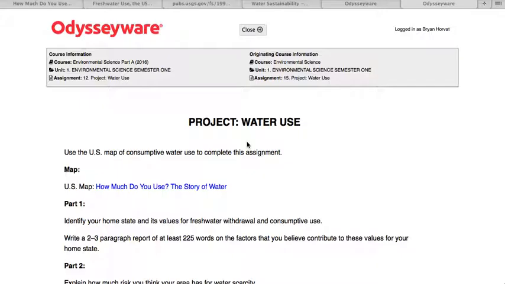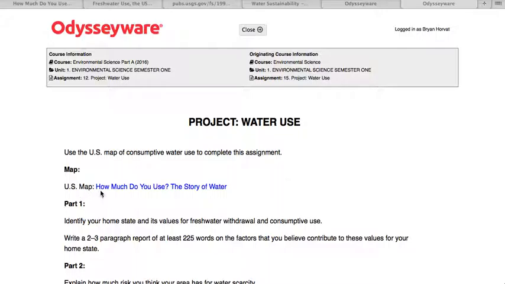So let's talk a little bit about this project. The project itself talks about our water use and specifically the water use in your state. For the majority of you in Pennsylvania, this is where it'll be applicable to you. If you're in another state, obviously you want to take a look at your state. But the project suggests that you use the map of consumptive water use to complete this assignment.